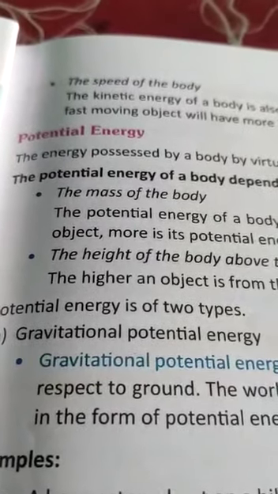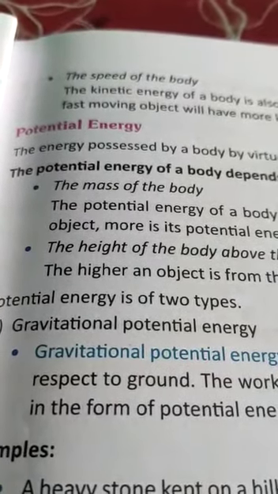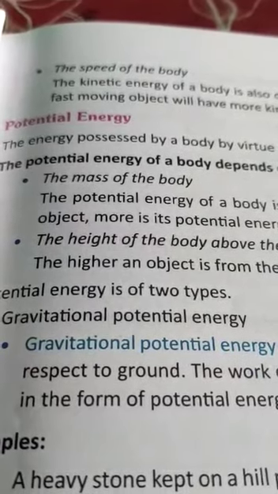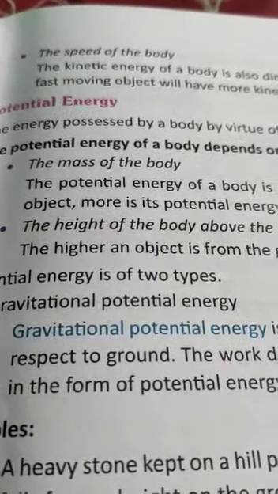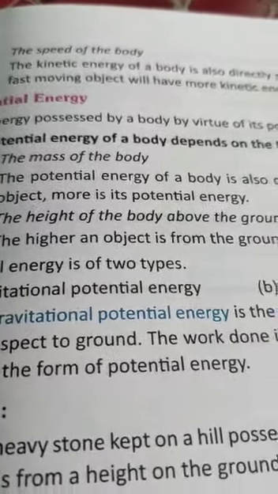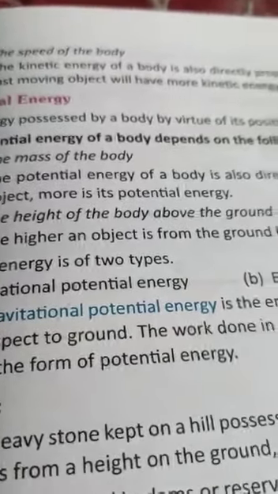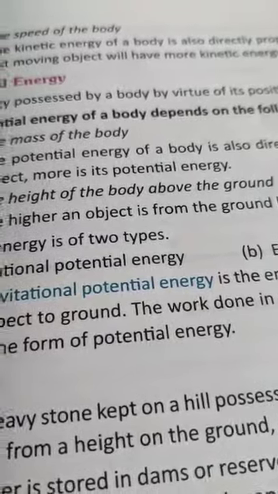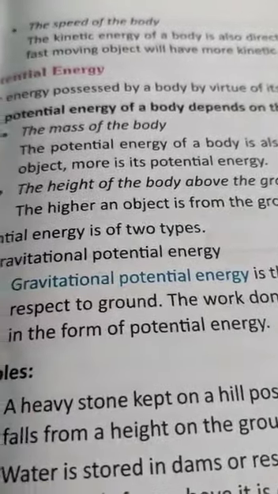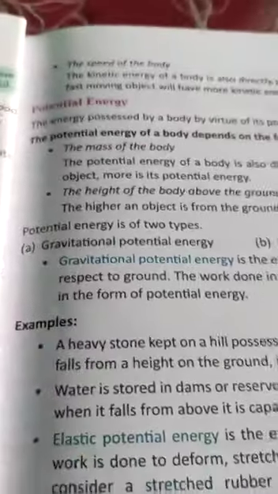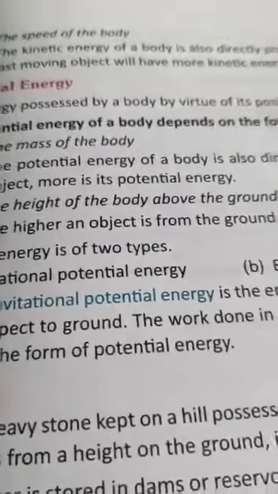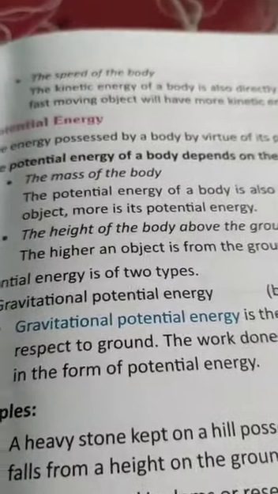Children, in the previous video we understood the types of mechanical energy, that is, two forms of mechanical energy: potential energy and kinetic energy. Kinetic energy you have understood. Now understand potential energy. What is potential energy, children? The energy of a body at rest is called the potential energy.